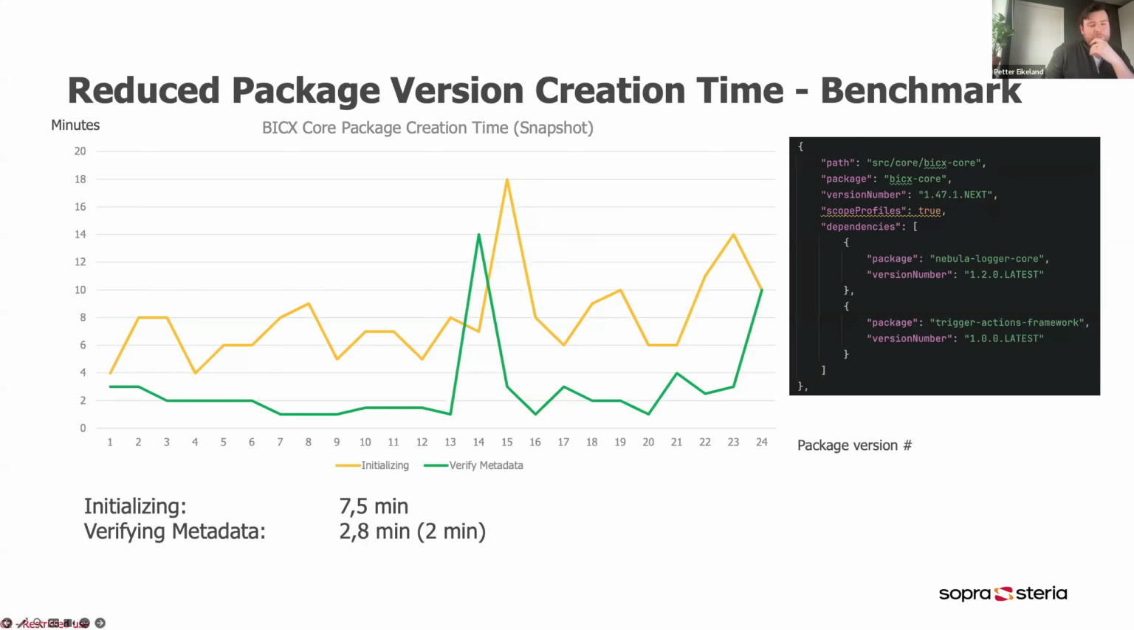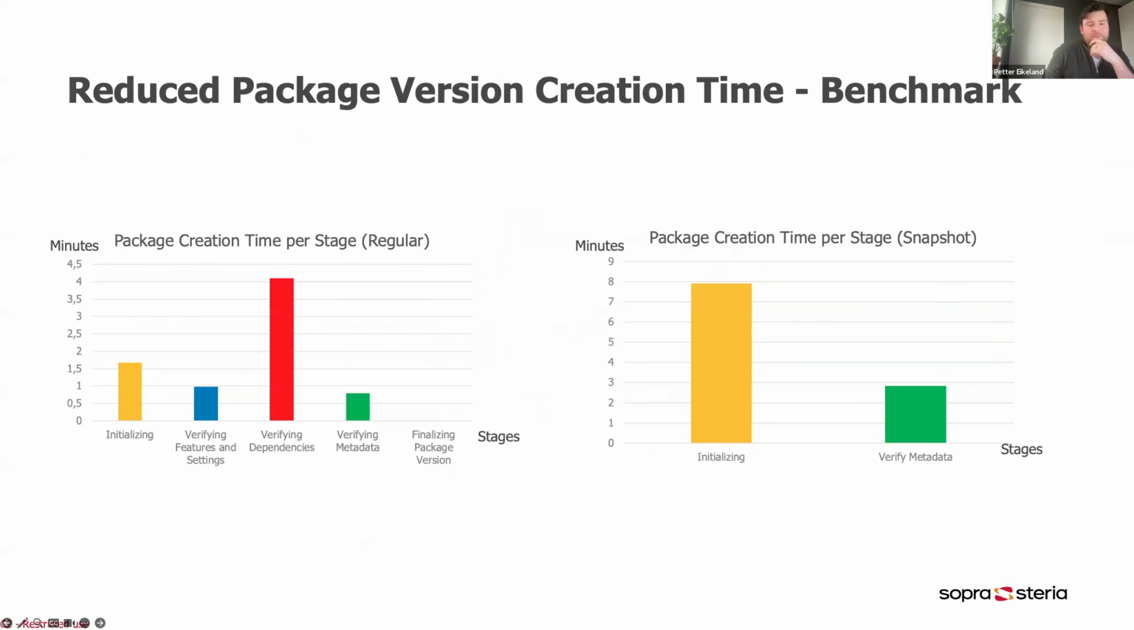If we then compare the two, you can see that initializing goes from around 1.5 minutes on average up to 8 minutes on the right-hand side, on the snapshot. You can see that on the left-hand side, the verifying features and settings and verifying dependency steps are gone. But that performance boost is basically eaten up by the provisioning of the build org. So for smaller packages, using snapshots for package version creation may not give you that much of a performance boost.